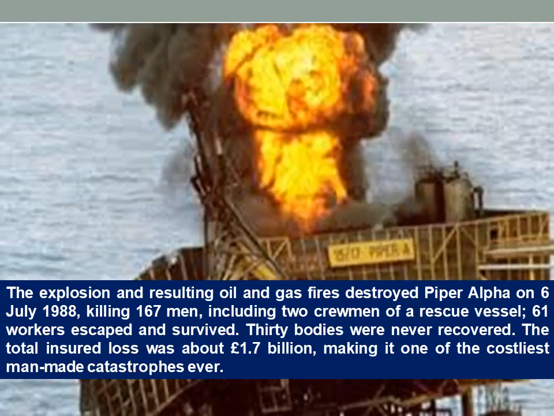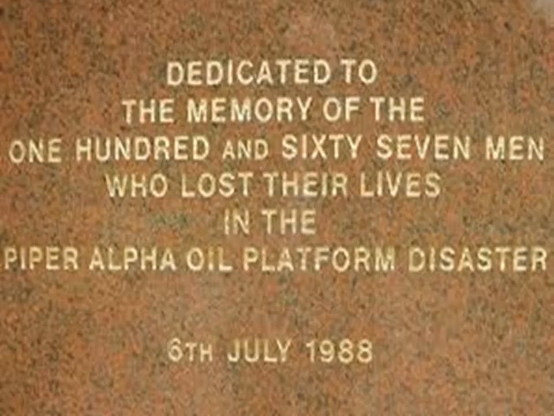The explosion and resulting oil and gas fires destroyed Piper Alpha on 6 July 1988, killing 167 men, including 2 crewmen of a rescue vessel. 61 workers escaped and survived. 30 bodies were never recovered. The total insured loss was about £1.7 billion, making it one of the costliest man-made catastrophes ever. Piper Alpha Oil and Gas Field Disaster Memorial Emblem.